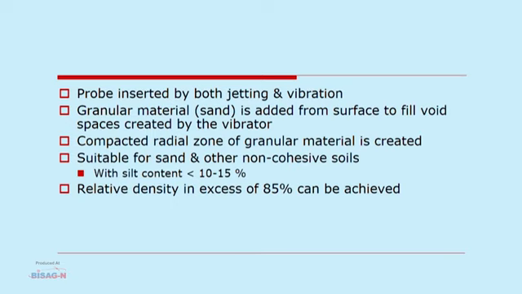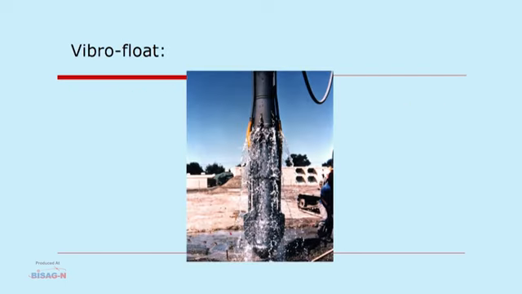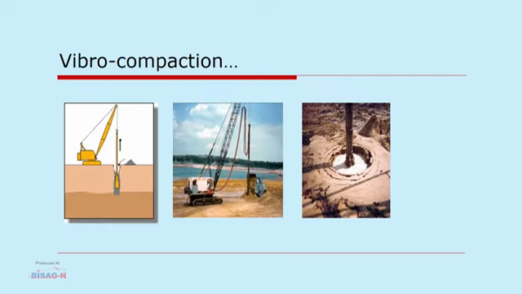A compacted radial zone of granular material is created, suitable for sand and other non-cohesive soils with silt content less than 10 to 15%. Relative density in excess of 85% can be achieved. This is the picture of a vibro float, and vibro compaction is shown under process on your screen.